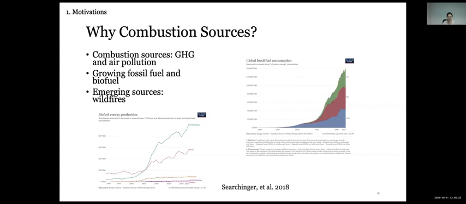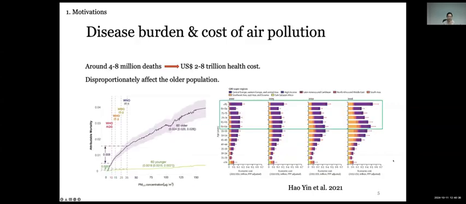So in this case, we further wanted to emphasize that air pollution from combustion sources is a significant contributor to the PM2.5 concentration and also generates large health costs. So according to our previous studies, PM2.5 is generally associated with 4 to 8 million deaths each year, and that can be translated to $2 to $8 trillion in health costs.